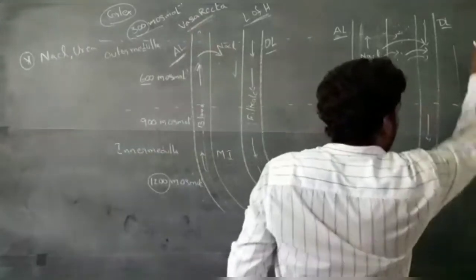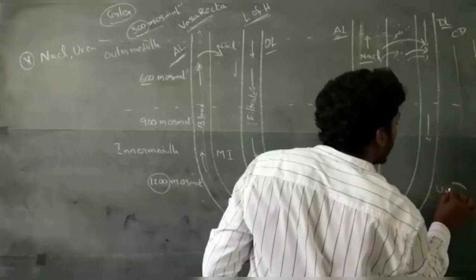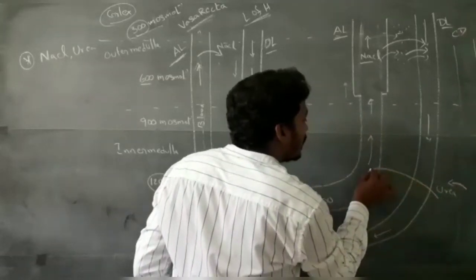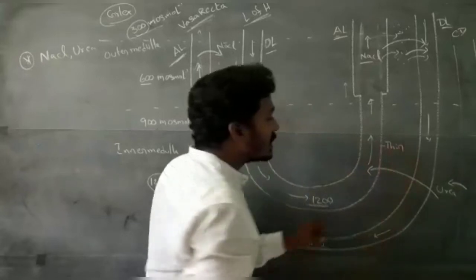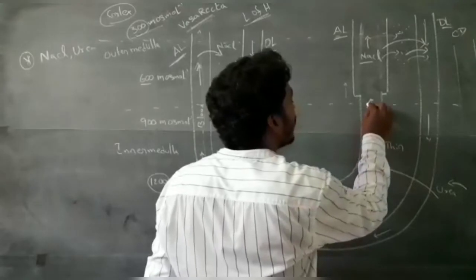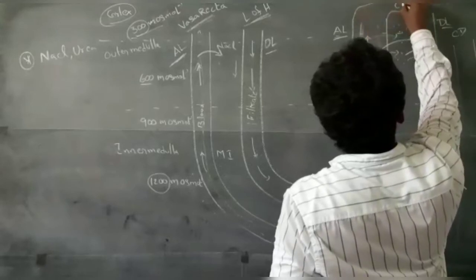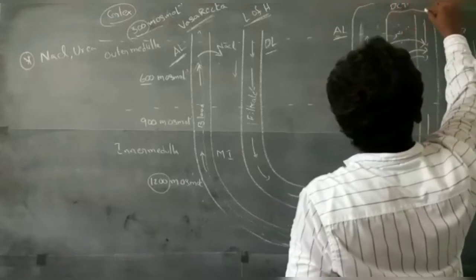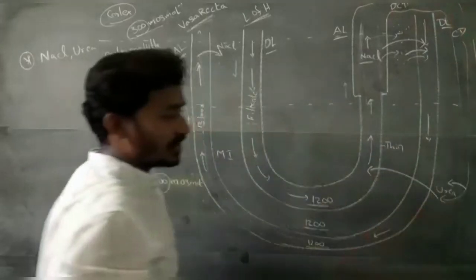At the same time, this is the collecting duct. A small amount of urea enters into the thin segment. This is the thin segment of the ascending limb. And then it enters into the DCT, and then into the collecting duct, and then enters into the medullary interstitium.